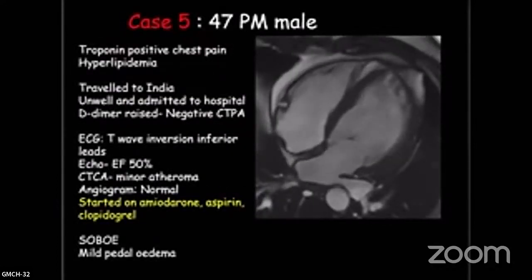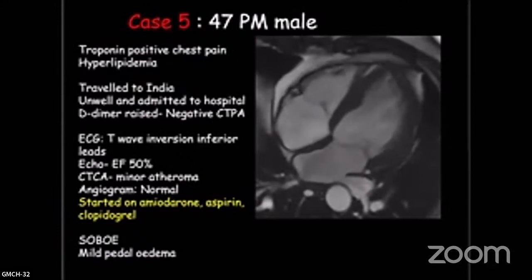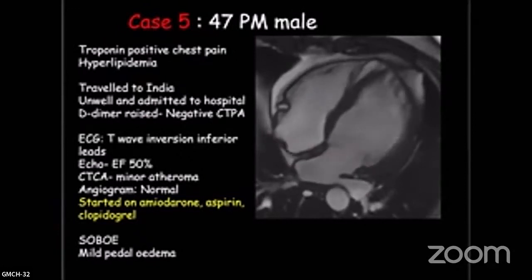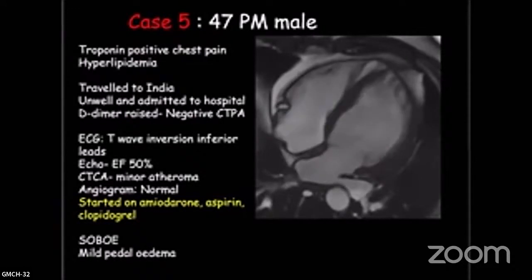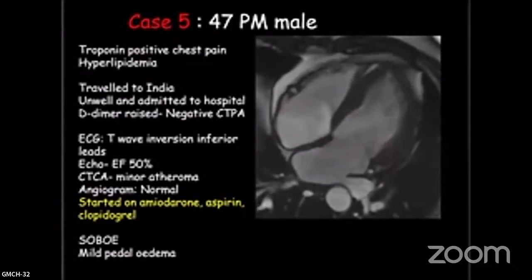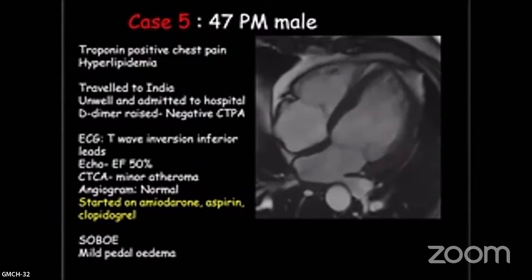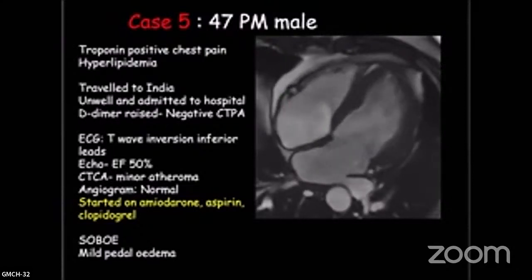And the last patient I share with you is a 47-year-old male. He presented with chest pain and a history of hyperlipidemia. He had traveled recently to India and had been unwell. The D-dimer was raised, and PE was a differential, but the CTPA was negative. He returned to the UK, and ECG showed non-specific T-wave inversion. He had ongoing symptoms.